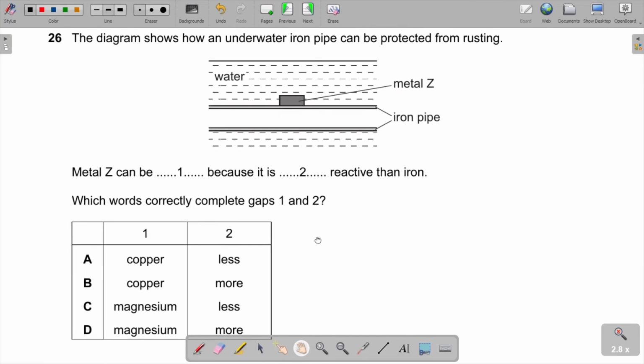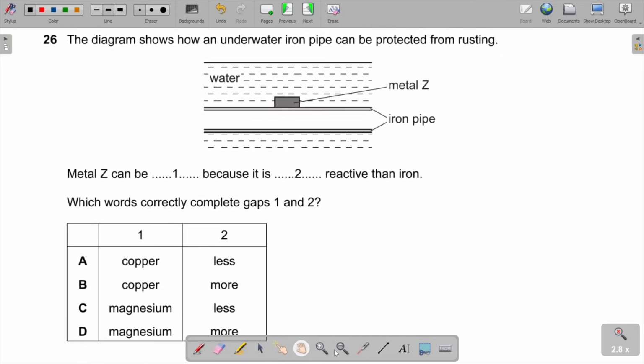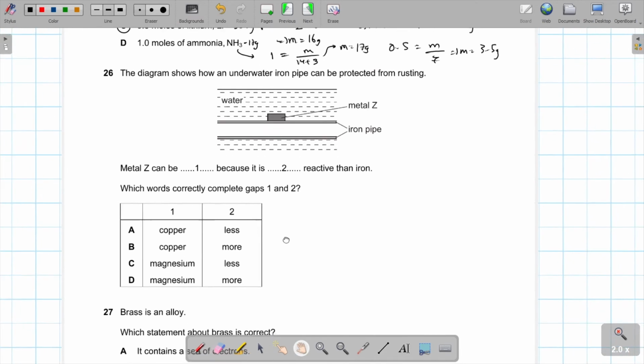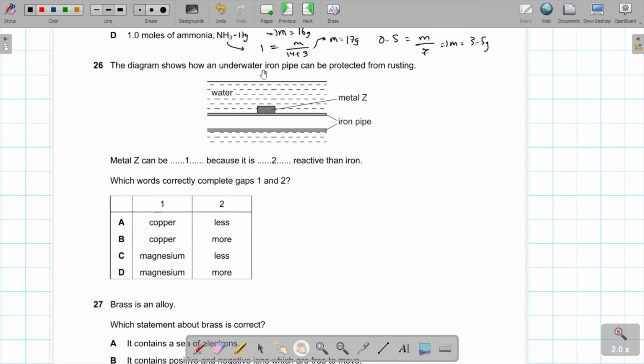Okay, let's move on to the next question. The diagram shows an underwater iron pipe that can be protected from rusting. Metal Z can be 1 because it is more reactive than iron. So metal Z has to be something more reactive than iron. So 2 is definitely more, nothing with less. Copper is definitely not more reactive than iron.